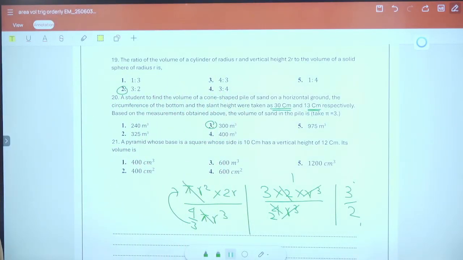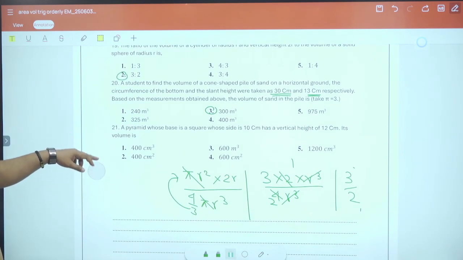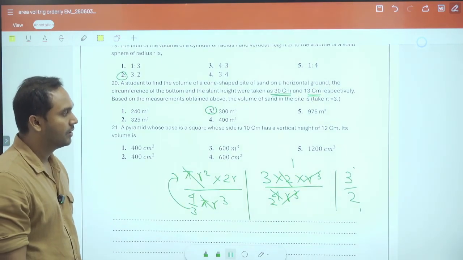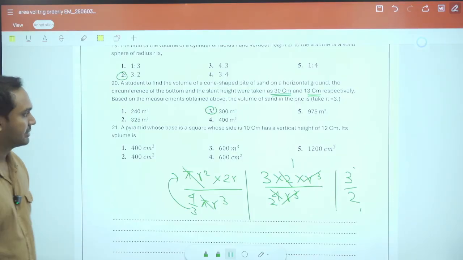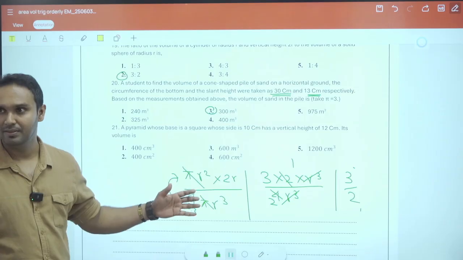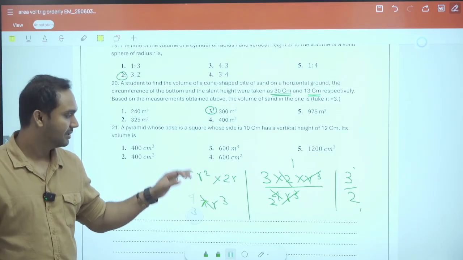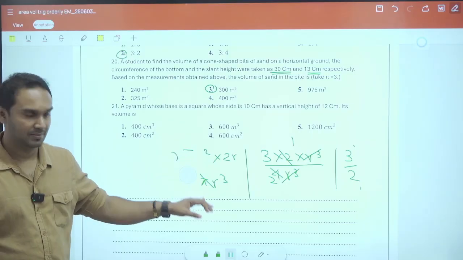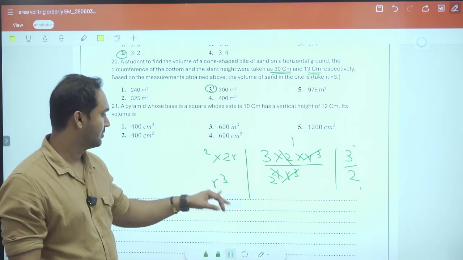A pyramid whose base is square, whose side is 10 centimeters, has a vertical height of 12 centimeters, and they're asking for the volume of it. First answer. See, even you got the answers real fast now. First answer. Confirmed? Confirmed, okay.